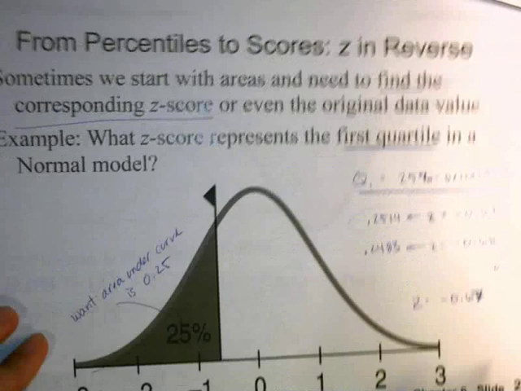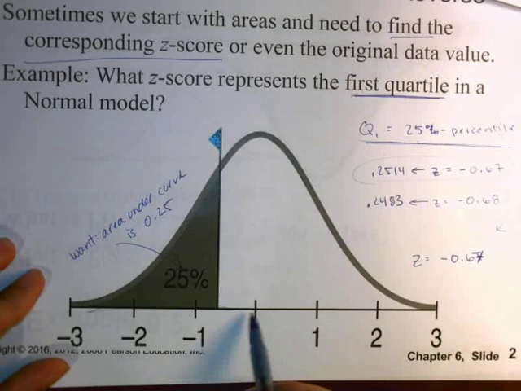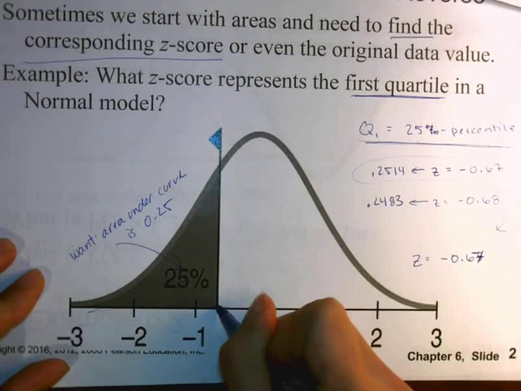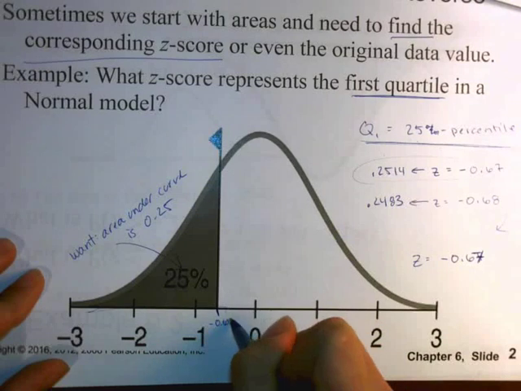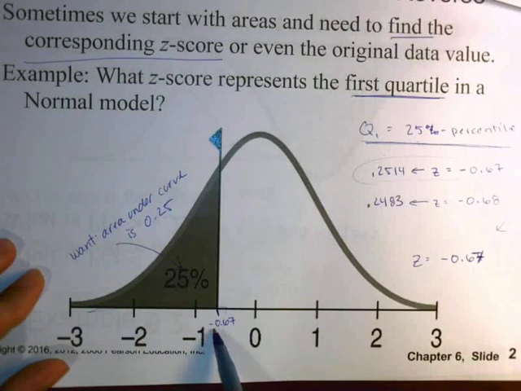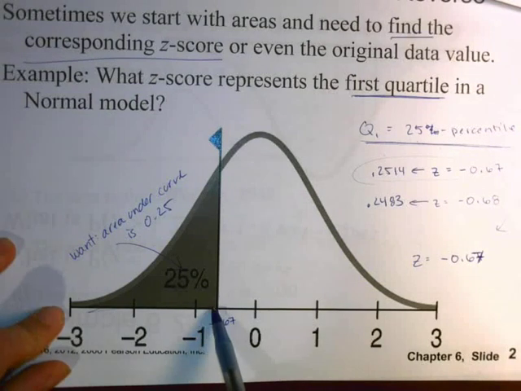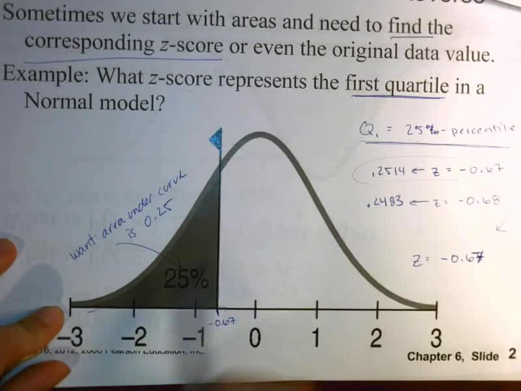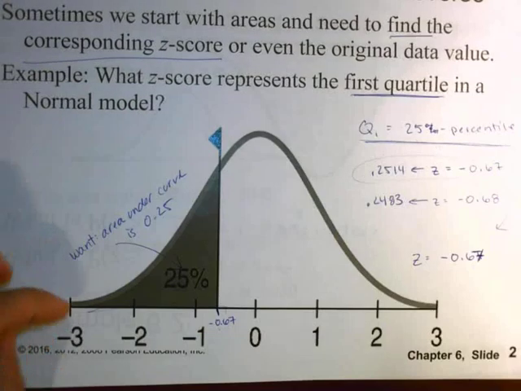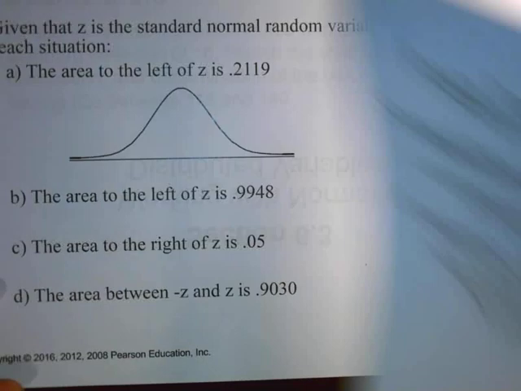Okay, so the z-score of negative 0.67, that's on this line, somewhere between 0 and negative 1, greater than half, right about here. The z-score of negative 0.67 corresponds to the first quartile. So 25% of all of the possible data choices will have a z-score of less than or equal to negative 0.67.